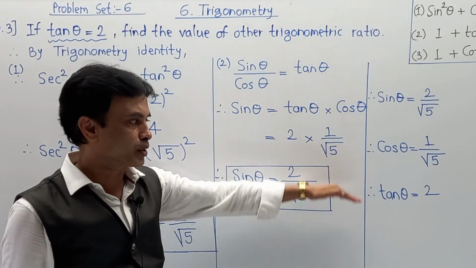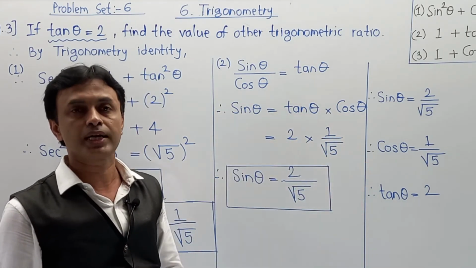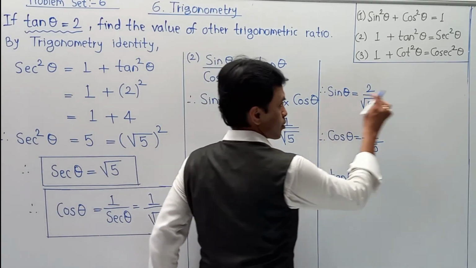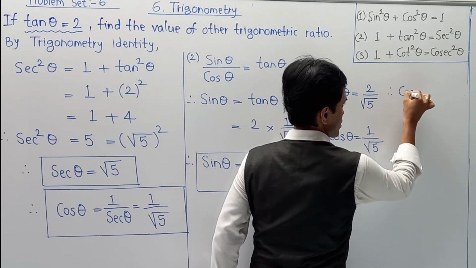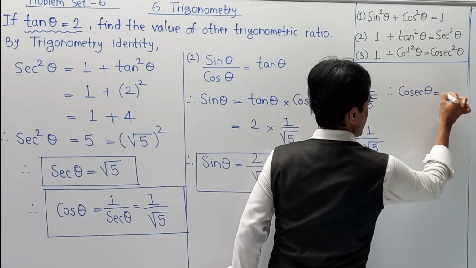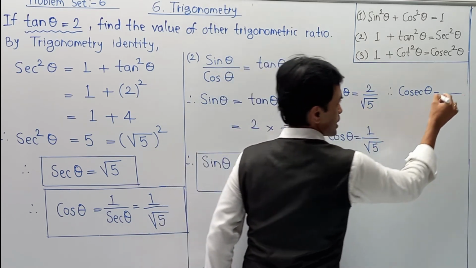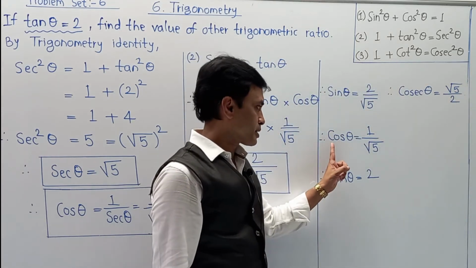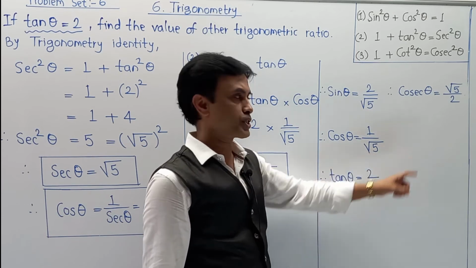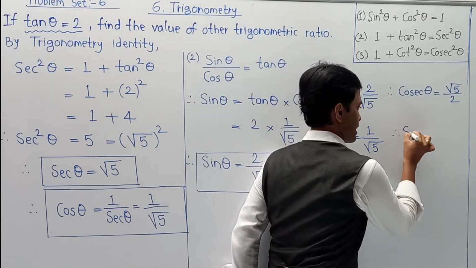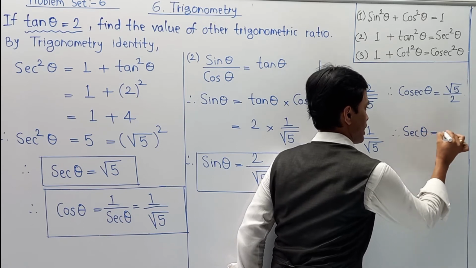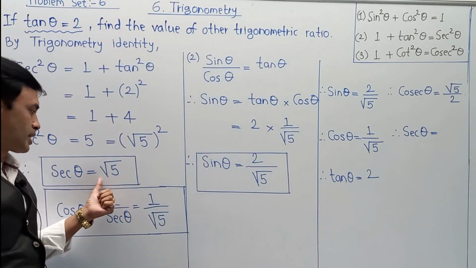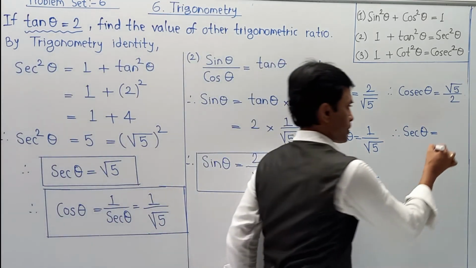If you are able to get all these three values, immediately in the next part, you can write the reciprocals. The reciprocal of sine is cosec theta. So, cosec theta is nothing but the reciprocal of 2 upon root 5, which becomes root 5 upon 2. Next, cos theta is 1 upon root 5, so its reciprocal, sec theta, is root 5 upon 1, or as we have already calculated, root 5.